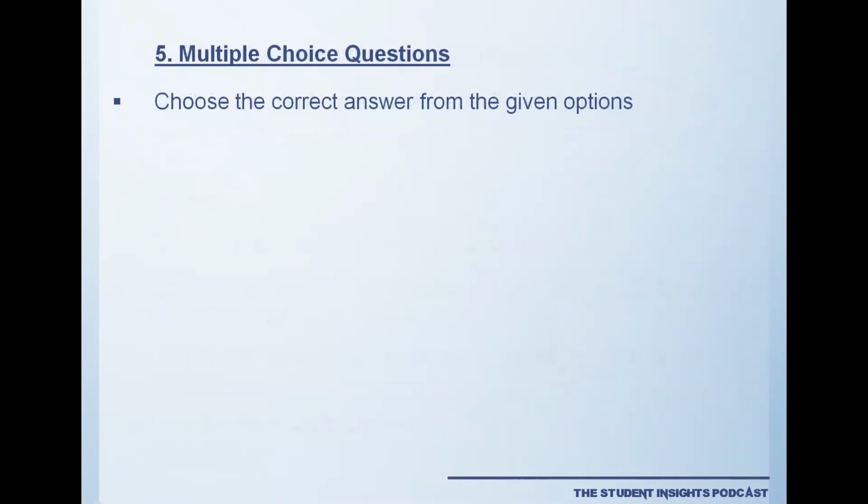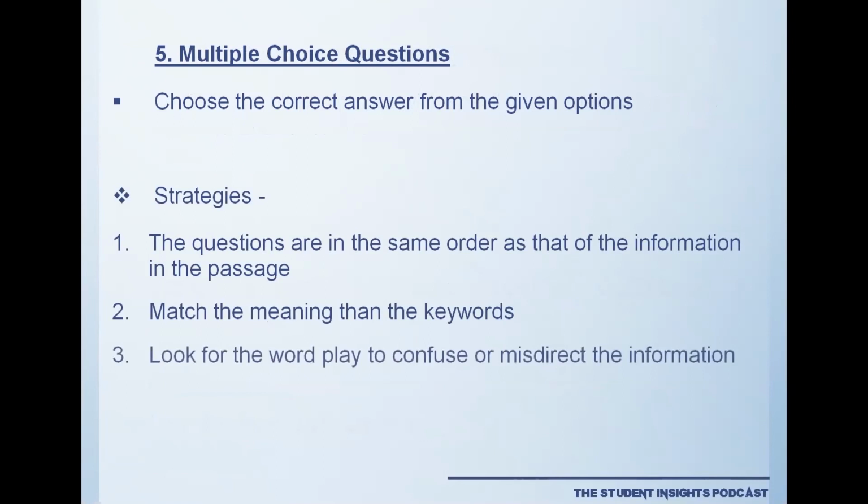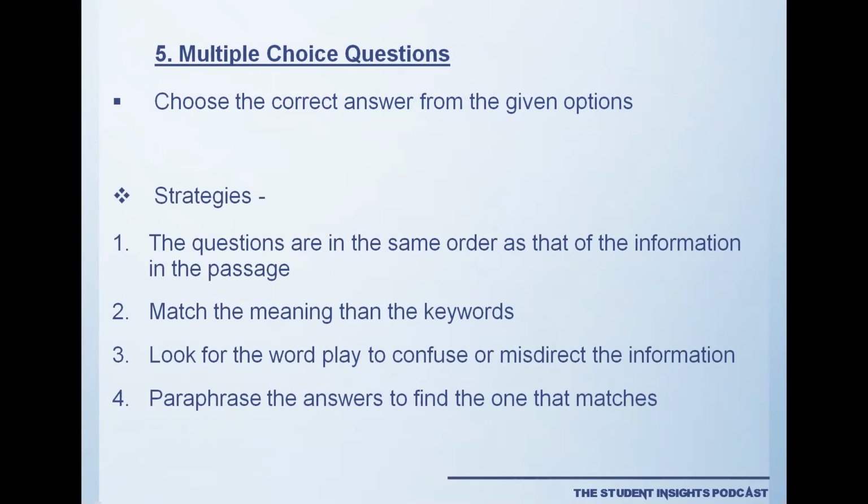The next one is MCQs, or the multiple choice questions. Again, in this you have to choose the correct answer. It's usually an A, B, C or D. In this, the questions again are in the same order as in the passage. This is again repeating myself, that the question sequence is similar to the information sequence in the passage, so you can easily correlate between the two, match the meaning rather than the keyword.